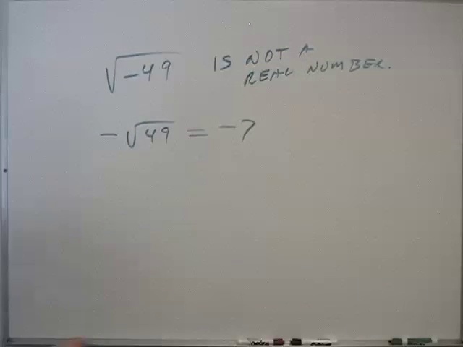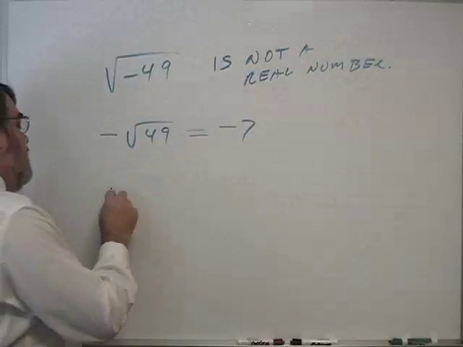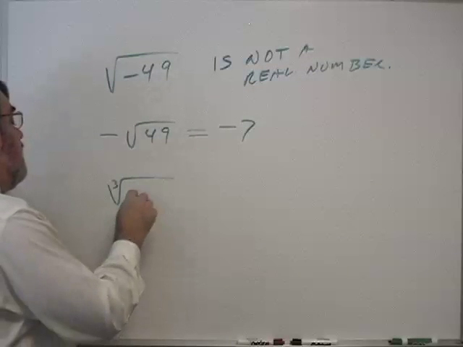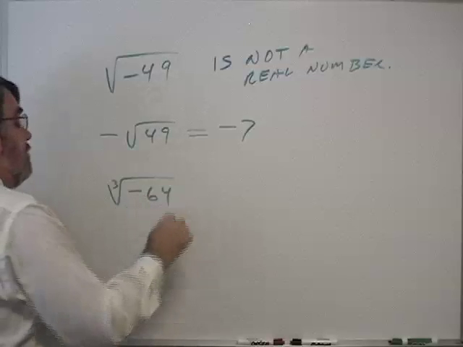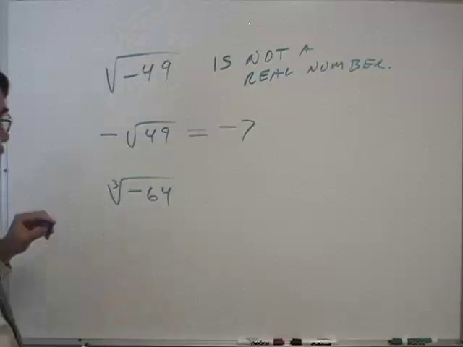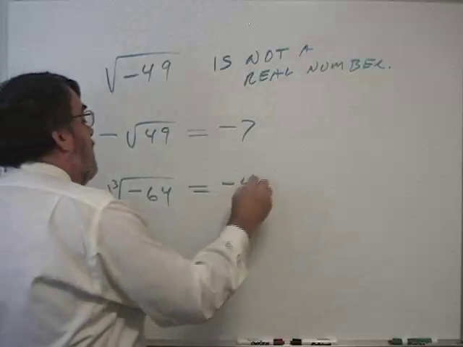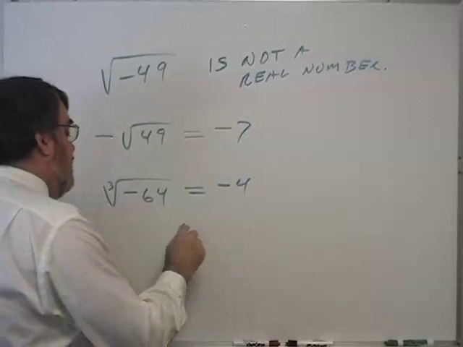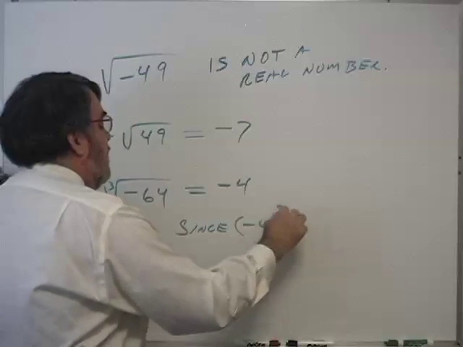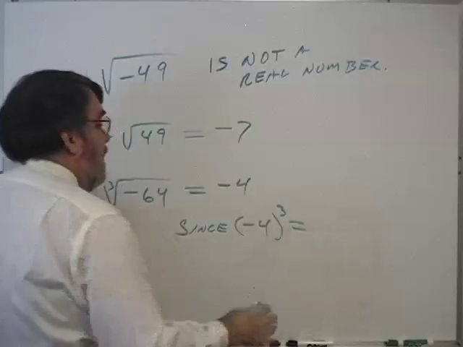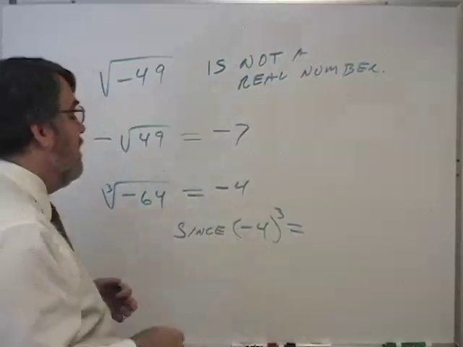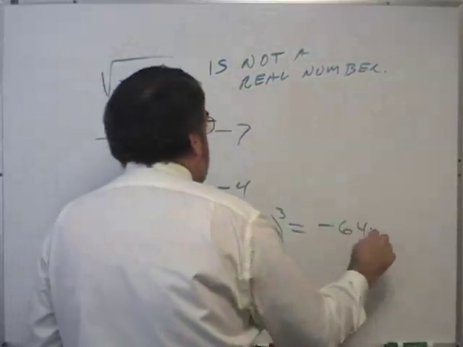All right, well, sometimes it does. So let's look at this. What if you had the third root or cube root of negative 64? That does have a real answer. It's negative 4. The reason is that if you take negative 4 and raise it to the third power, you have a negative times a negative times a negative. Multiplying 3 negatives gives you a negative. So you get negative 64.